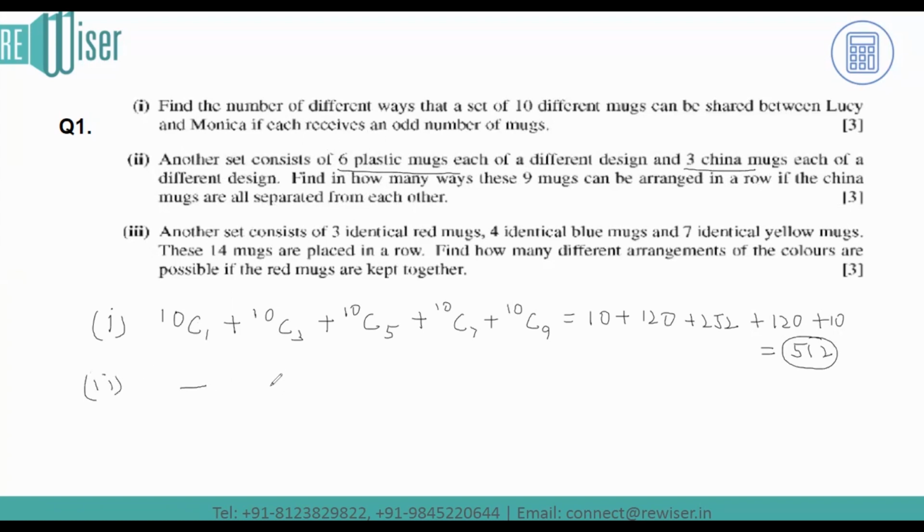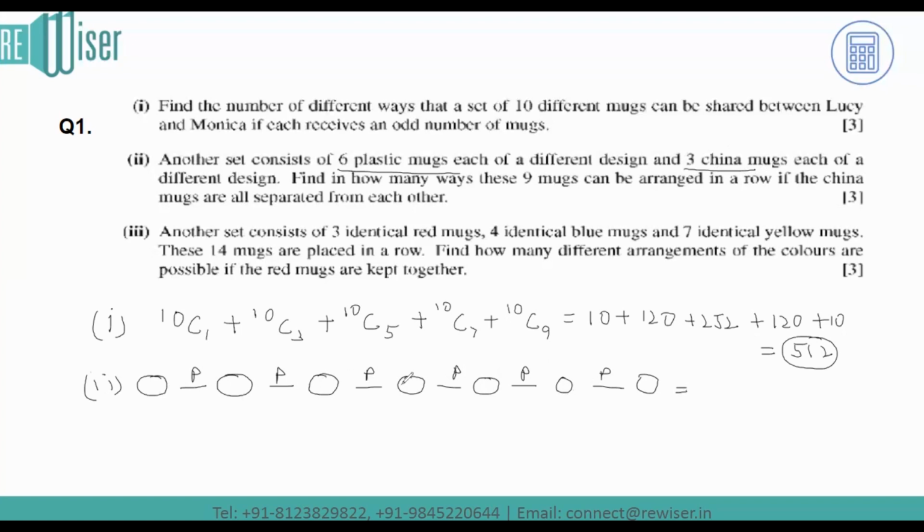If I'm arranging 6 plastic mugs, I can arrange them in 6 vacant places like this. These all are my plastic mugs which I have arranged. Now, for the China mugs to be all separated, they need to be arranged in the gaps. Either it can be here, or here, or here, here, here, here, and here. If we count these places, they are 7: 1, 2, 3, 4, 5, 6, 7. And I have 3 China mugs with me.